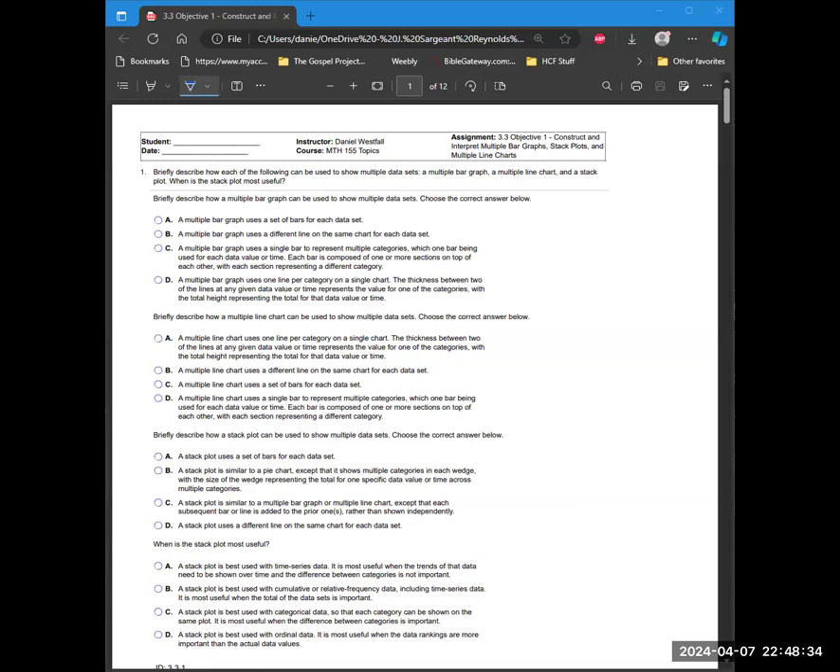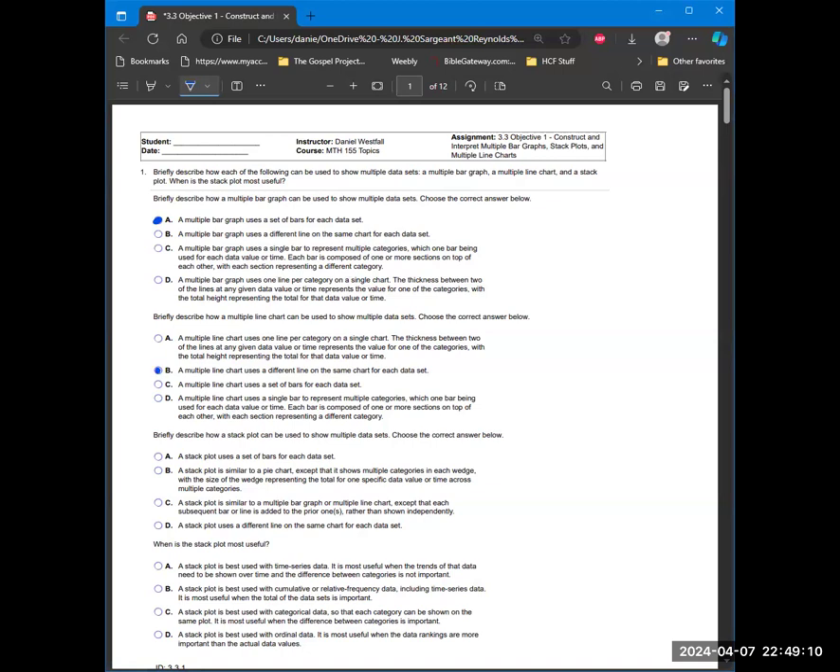So let's first start: briefly describe how a multiple bar graph can be used to show multiple data sets. Choose the correct answer below. A multiple bar graph uses a set of bars for each data set. So that's A. Then briefly describe how a multiple line chart can be used to show multiple data sets, and choose the correct answer below. Multiple line chart uses a different line on the same chart for each data set, which is B.